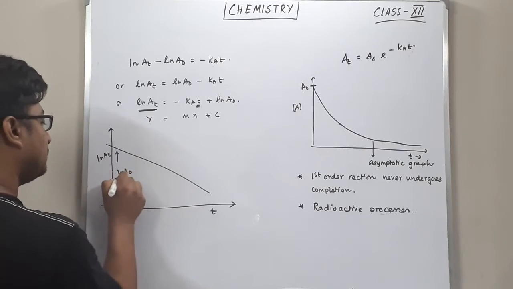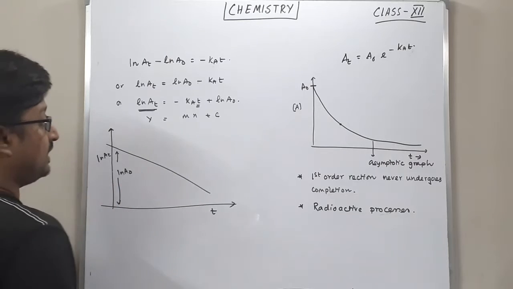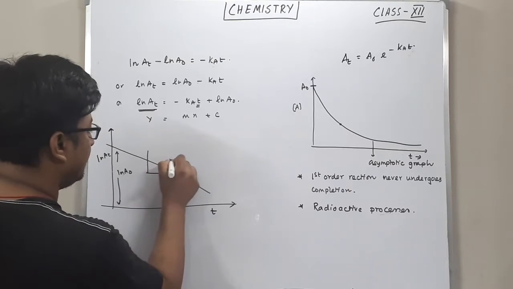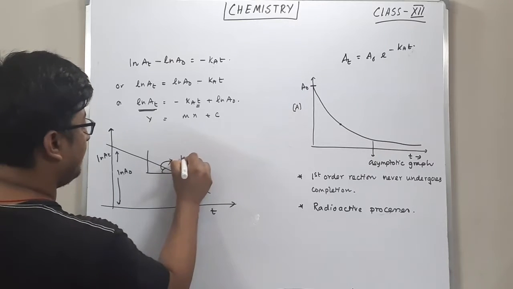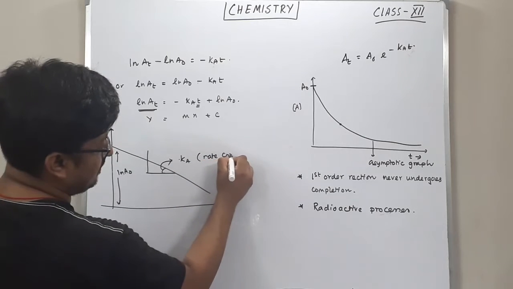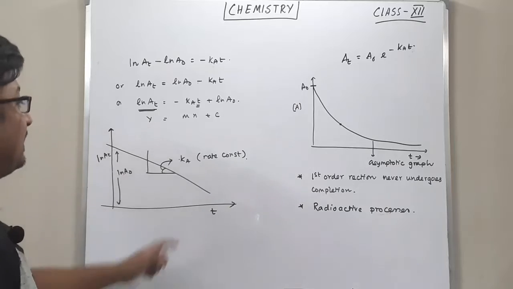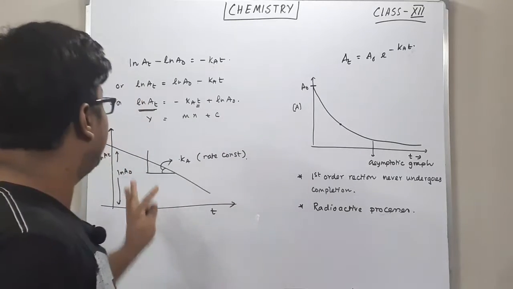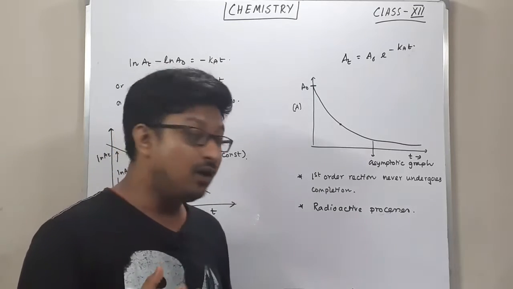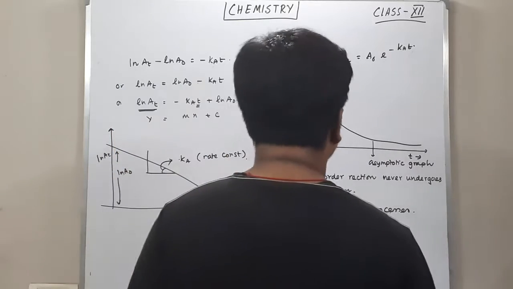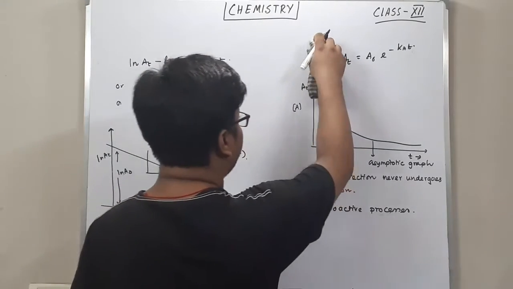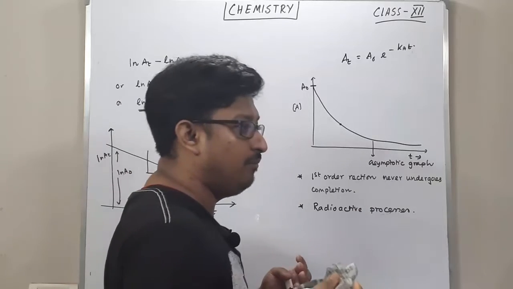This value is ln A0. Okay. And what about this one? The slope basically will give you Ka. The slope will give you the rate constant. So that we can calculate from this. So this is the working method we use for the calculation of first order kinetics.